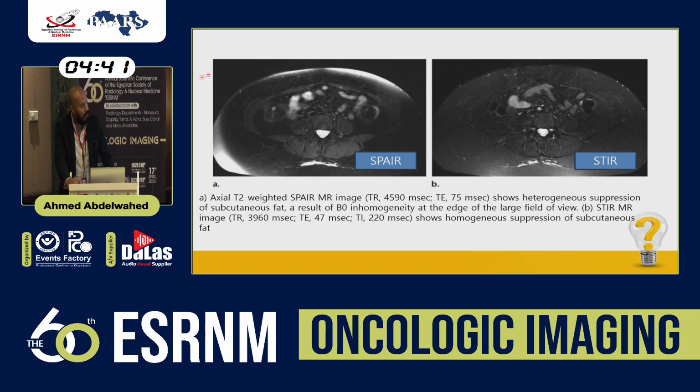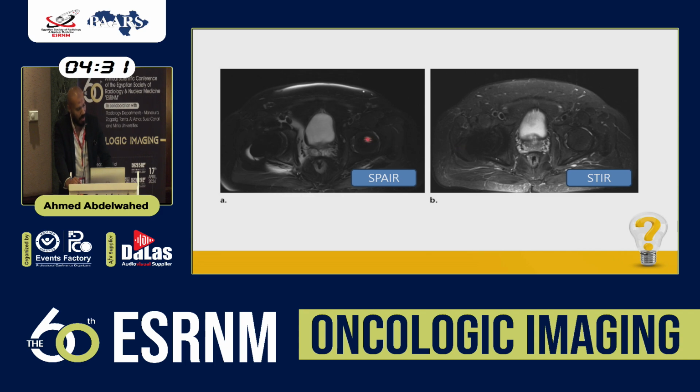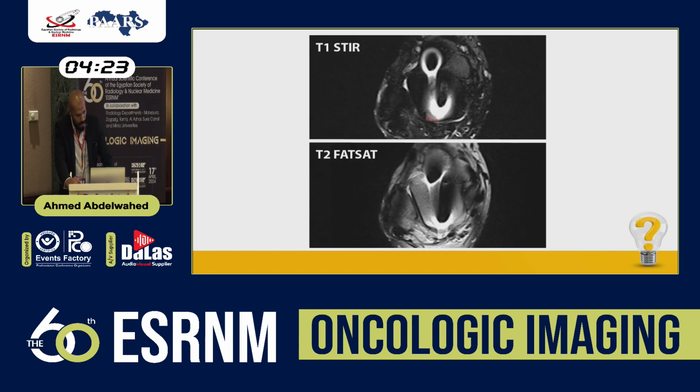Here we can see the difference between SPAIR fat suppression and STIR fat suppression, the incomplete fat suppression of the subcutaneous fat compared to the STIR imaging. Also, the susceptibility artifact from the metallic artifact in the hip joint is eliminated in the STIR image. Again, with the susceptibility artifact in the ankle, we can see it is prominent in the fat-SAT, while in the STIR it is nearly non-visualized.